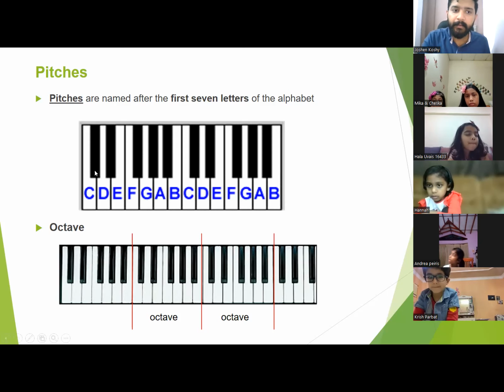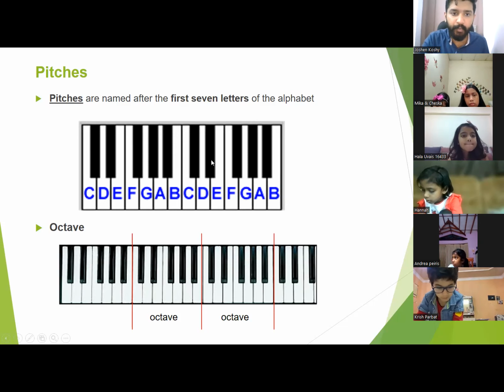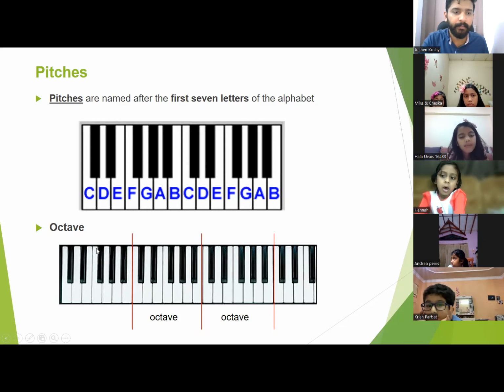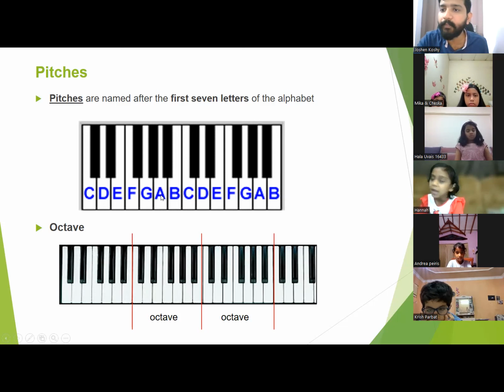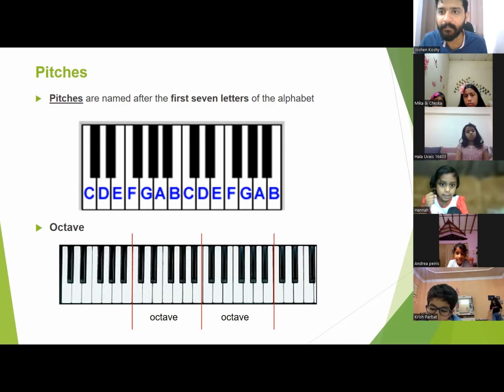So on your keyboard or piano, 2 blacks to the left is always C. Listen carefully, Krish. Don't get distracted. Andrea, you also listen, please. 2 blacks to the left is always going to be C. Then comes D, E, F, G. After G, there's no H. It's going to be A, then B, then again comes 2 blacks to the left, C. Okay, C, D, E, F, G, and so on it goes. Did you understand? If you understood this much, show me thumbs up.